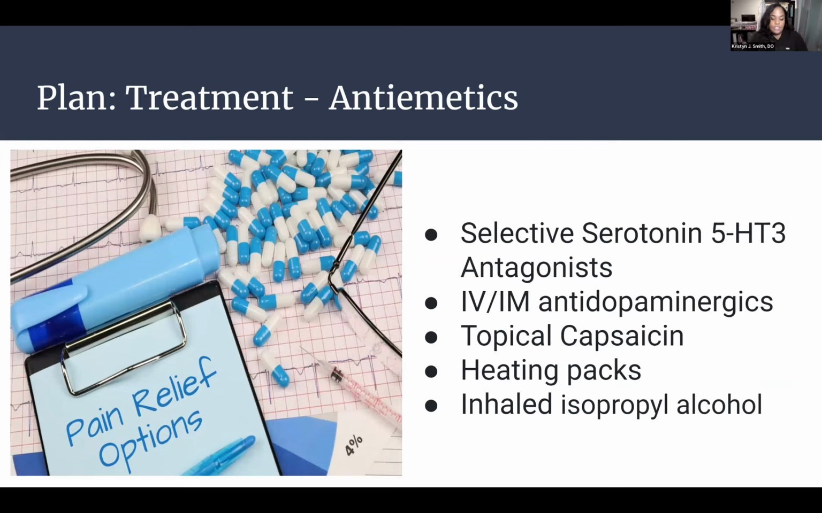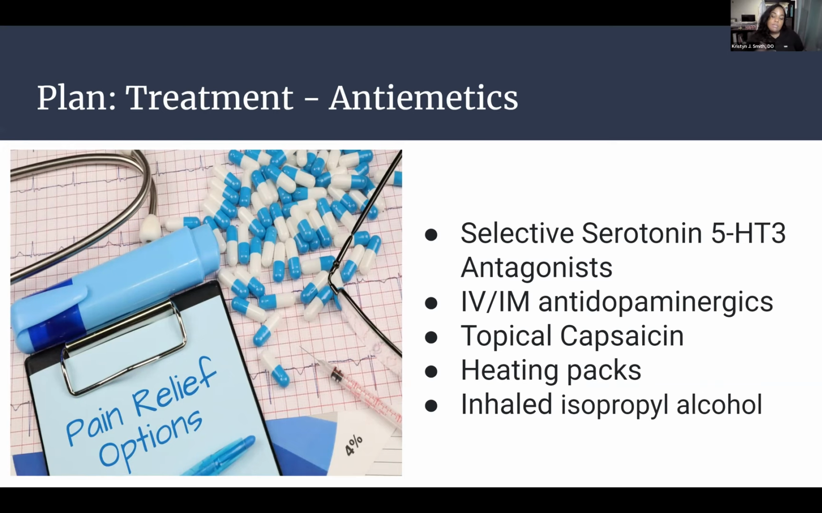So oftentimes, in addition to pain, patients with abdominal pain are coming in with nausea and vomiting. So you want to consider medication that you can give for these symptoms. So selective serotonin 5-HT3 antagonists, IV or IM antidopaminergics, topical capsaicin, heating packs, inhaled isopropyl alcohol. These are all things that you can use that act as antiemetics. I personally usually give either PO or IV ondansetron. I start out with that and then I kind of go from there.